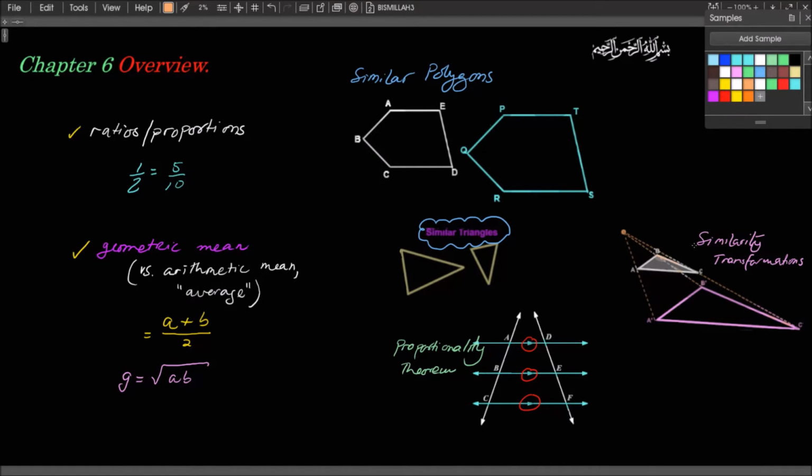And finally, we shall finish the chapter by talking about similarity transformations, in other words, taking geometric figures in the Cartesian plane and enlarging them and moving them around. This is the agenda for chapter 6.